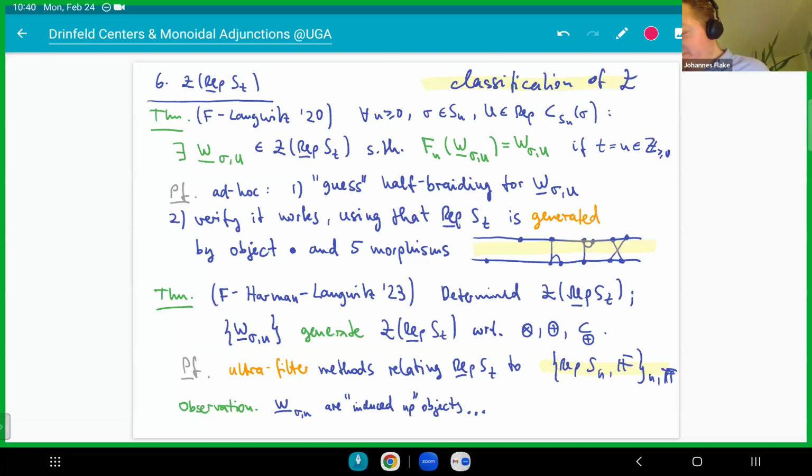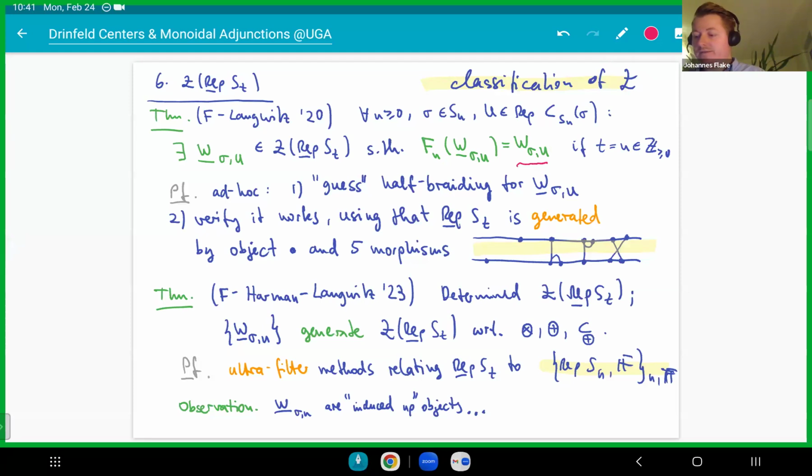So we did construct objects that are in the center of this category Rep St, that are uniform for the parameter t, and that specialize, whenever the parameter t is a non-negative integer, to these Drinfeld modules that I described before. So remember, before I talked about these W sigma u. So these were these induced up modules together with their half-braiding, or the Drinfeld co-module structure. And the first thing we did was interpolate those. So we gave a construction that associates to any n, so we take all the symmetric groups together, we pick some element in there, we pick some representation of a centralizer, and then we defined these objects that are in the center of Rep St, the interpolation category, but that correspond to this choice of sigma and u for one choice of n.